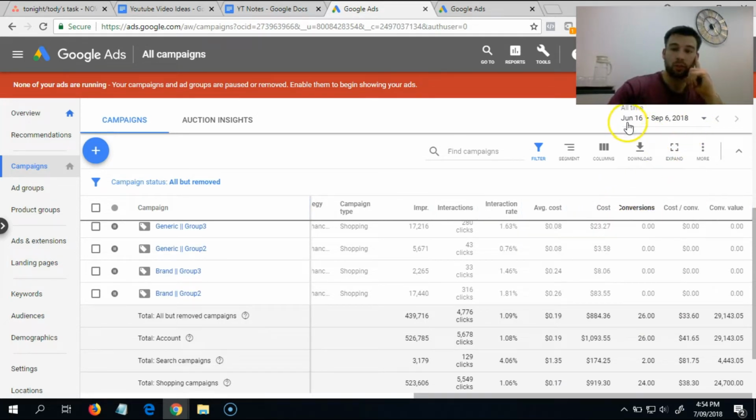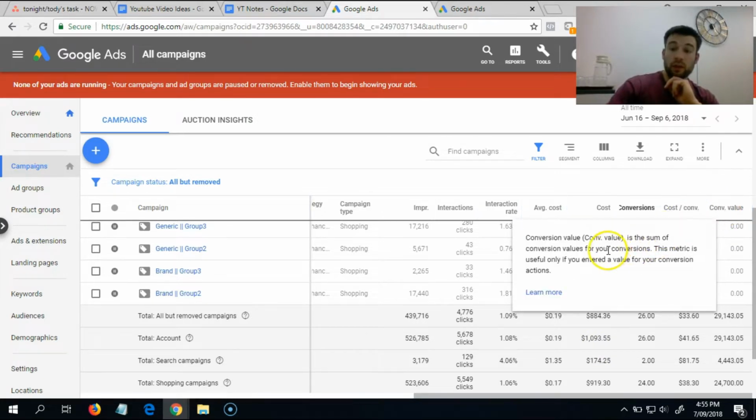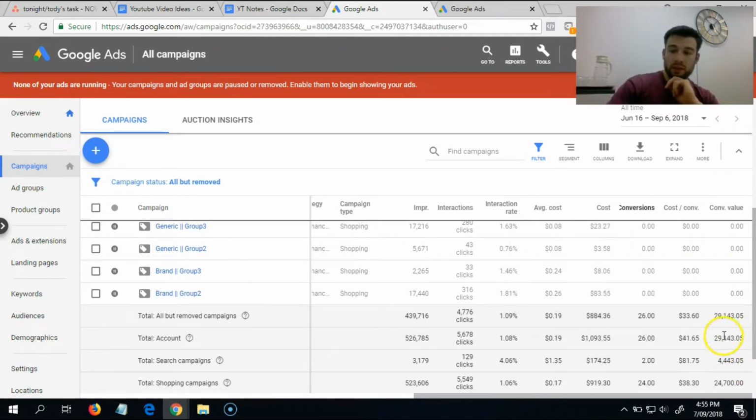We have all time, that's from June when I started advertising the store, up to the current day, which is today. It's actually 1 day behind because this account is set to US time and I'm in New Zealand. So as you can see, the total account is almost $1,100. And the total conversion value, the sum of conversion value for your conversions, our conversion being a sale, you can see it is just over $29,000. Okay, now that's all time.